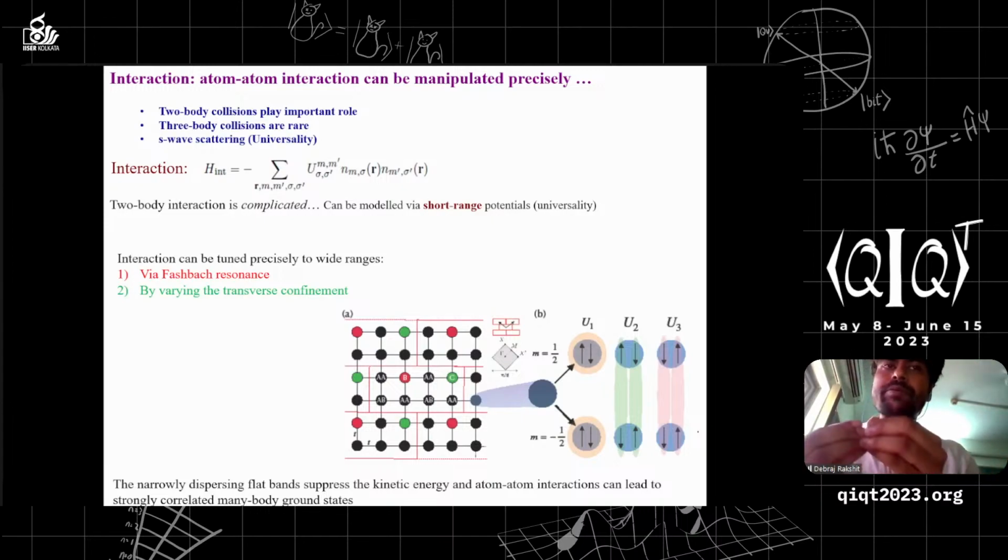Now, in cold atom experiment, the interaction can be changed by various tricks. Phase wave resonance is most probably not a good trick for this, because we are dealing with fermions in lattice. But still you can play with tunneling to interaction quite a bit by varying the transverse confinement. Phase wave resonance, there will be a lot of losses and things like that.